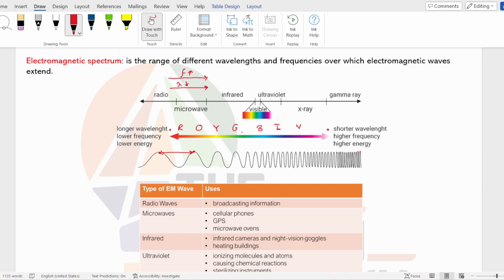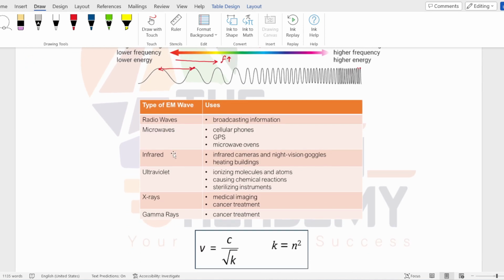As we go from left to right, here the frequency will increase, but as we go again from left to right, the wavelength will decrease, or it will go down. Now, different uses for the electromagnetic waves we should know of. For example, radio waves, they are used for broadcasting information.